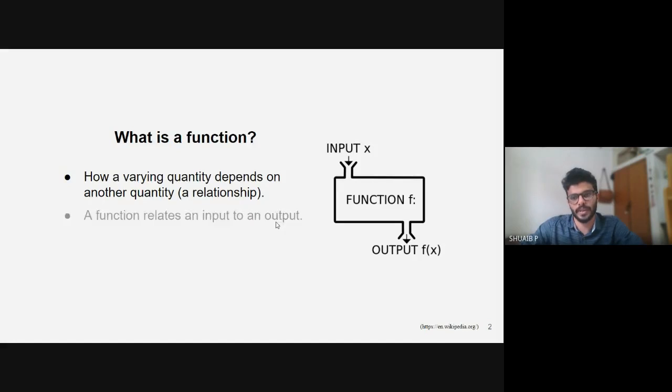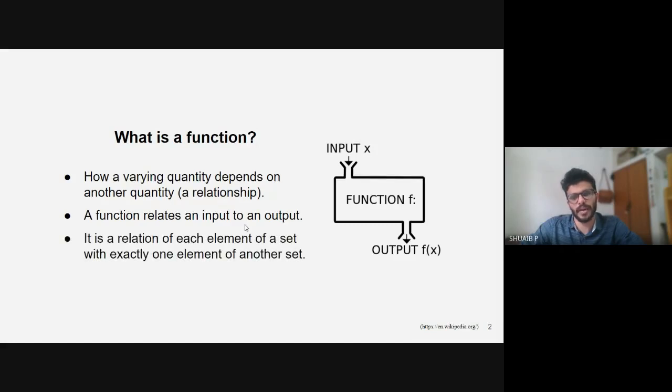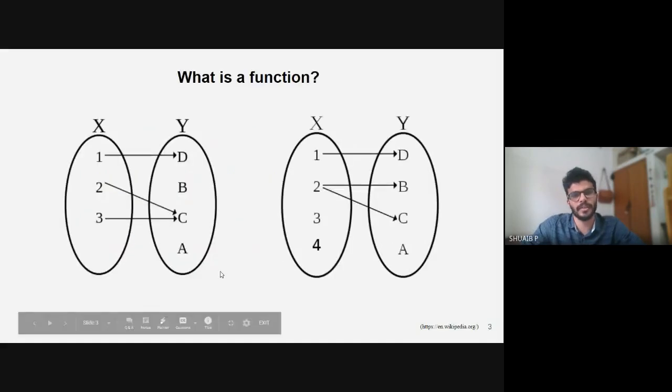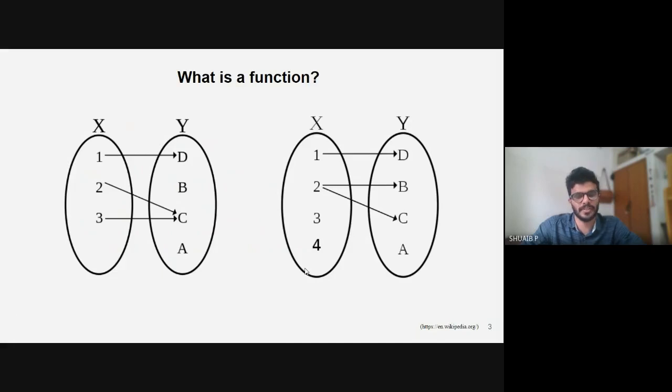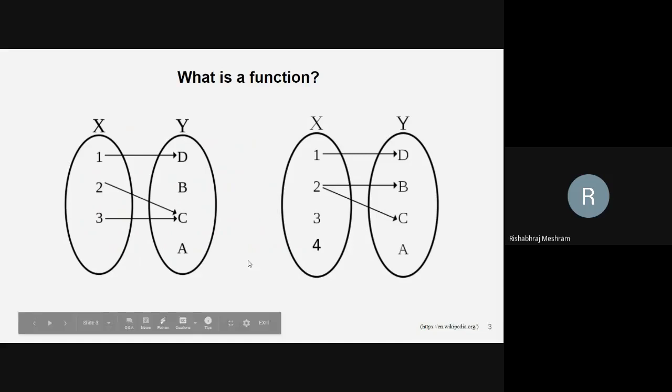So, for example, a function relates to an output, and a function is not just a relationship. It's specific in a sense that it relates each element in a set into exactly one element in another set. For example, here you can see two relationships, and can someone identify which of these is a function? The one on the left is a function.